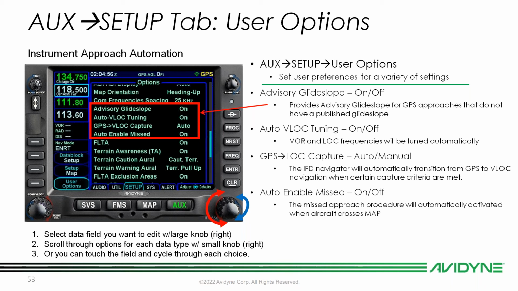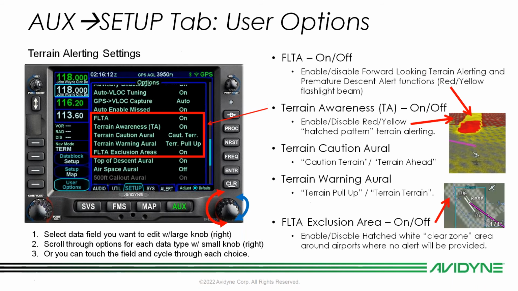Now, in a non-SBAS environment, if one of those approaches is selected and it has a published flight path angle in the database, then you would expect an LNAV plus V approach. And then if you have that set to off, it's not going to transmit a glide slope deviation. It's just not going to do it. So on or off: on does a lot of really cool things, off doesn't do anything.